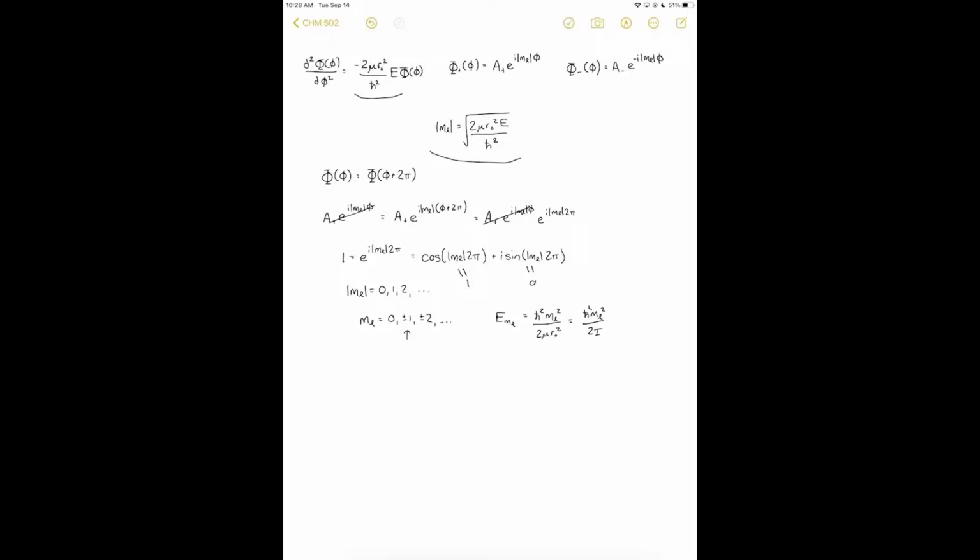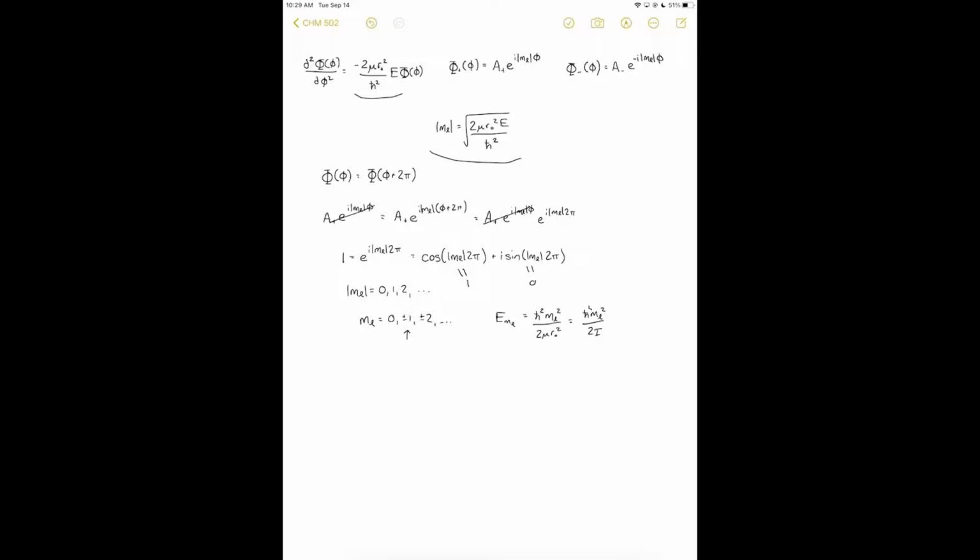Here we see that the energy levels are based on the quantum number m sub l. Now you might be wondering, why are we using m sub l instead of just something like m? It's because this m sub l is going to be related to our quantum number l in some way, and we'll see that as we go forward. So hold on to that question for now.